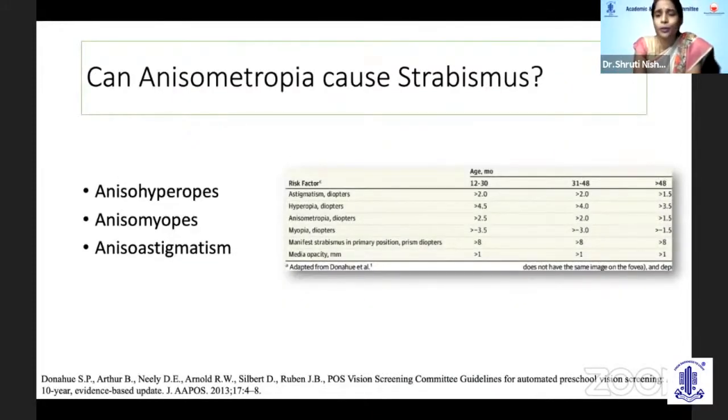Can anisometropia cause strabismus? Yes, we do know that anisometropic amblyopia is one of the important causes. And as I told you, anisohyperopes have a high chance of ending up with esotropia. And this is also followed by anisomyopes and anisoastigmatism. So this is the chart by Donahue et al., which shows the screening guidelines for amblyopia risk factors in children and when you should prescribe glasses.